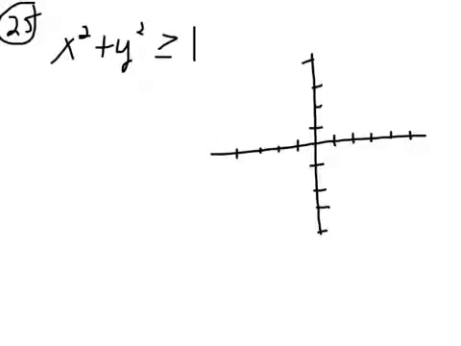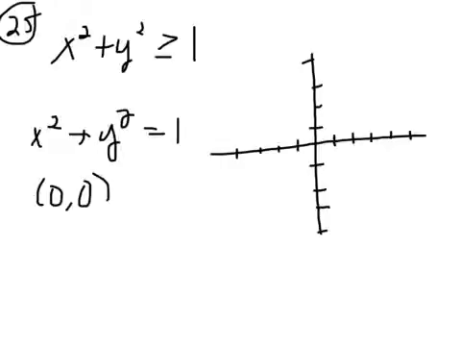Problem 25 tells us to graph this inequality, and you might think, what in the world am I supposed to do with this? But I want you to think about it just for a minute. Let's think about it as if it were x squared plus y squared equal 1. Wouldn't that be a circle with center 0, 0, and the radius is the square root of 1, so it would be 1? Let's just graph that much, okay?